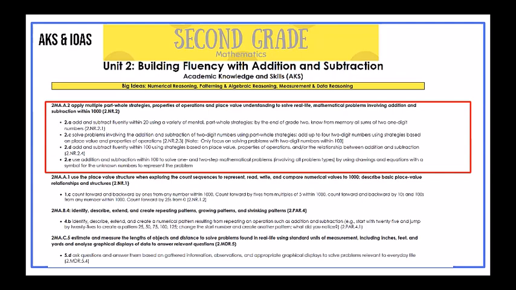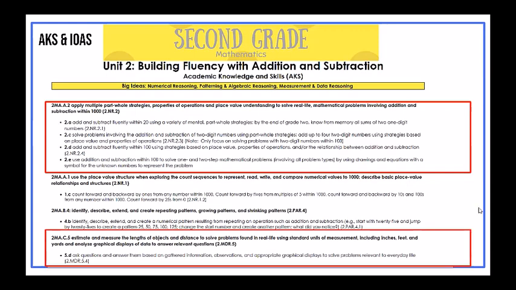Through these IOAs, students will solve problems involving addition and subtraction of 2-digit numbers using part-whole strategies and adding up to 4 2-digit numbers. Students will focus more on adding up to 4 2-digit numbers in Unit 3. Students will also add and subtract fluently within 100 using strategies based on place value, properties of operations, and the relationship between addition and subtraction. They will also add and subtract to solve 1-step and 2-step word problems involving various problem types.